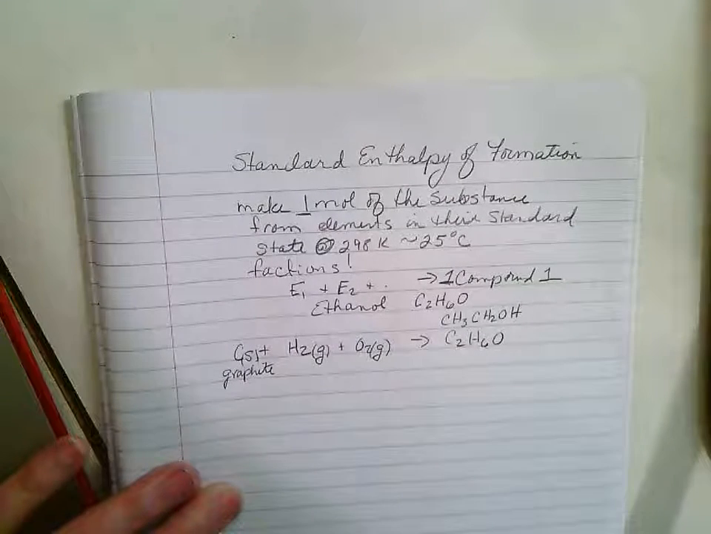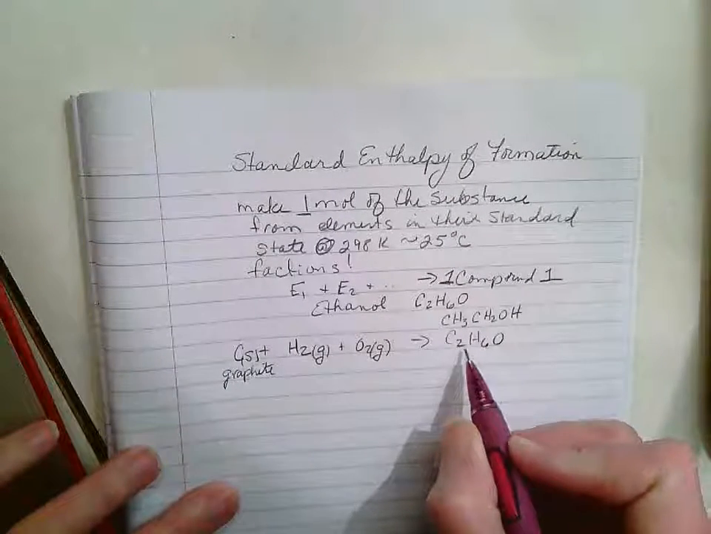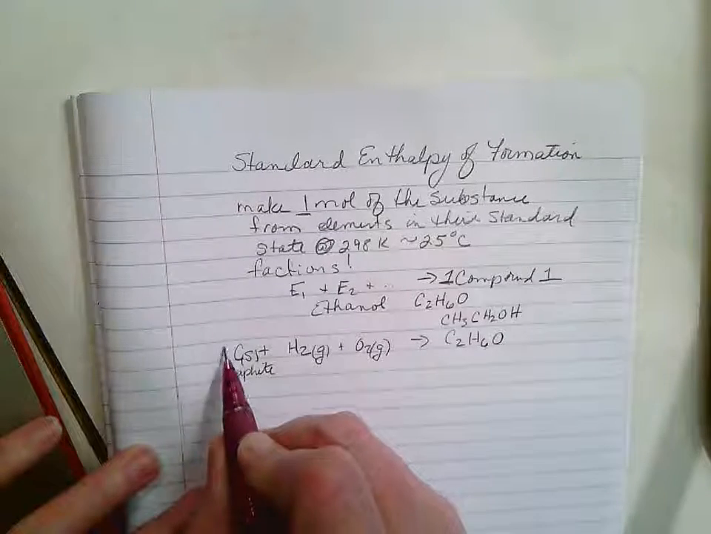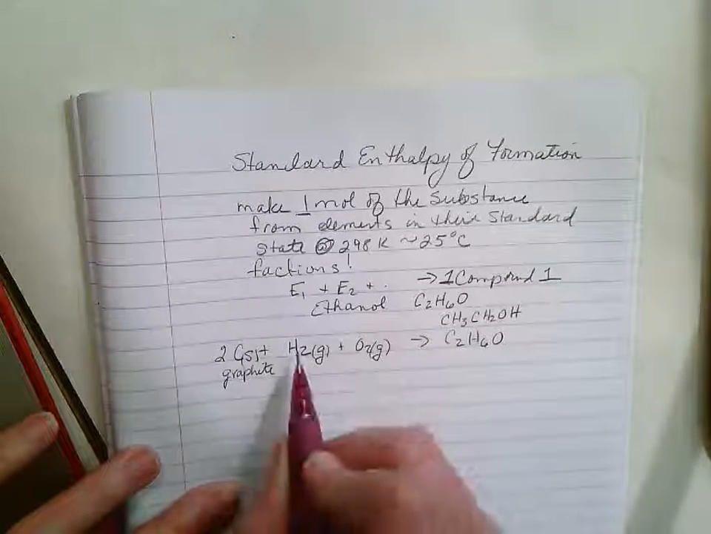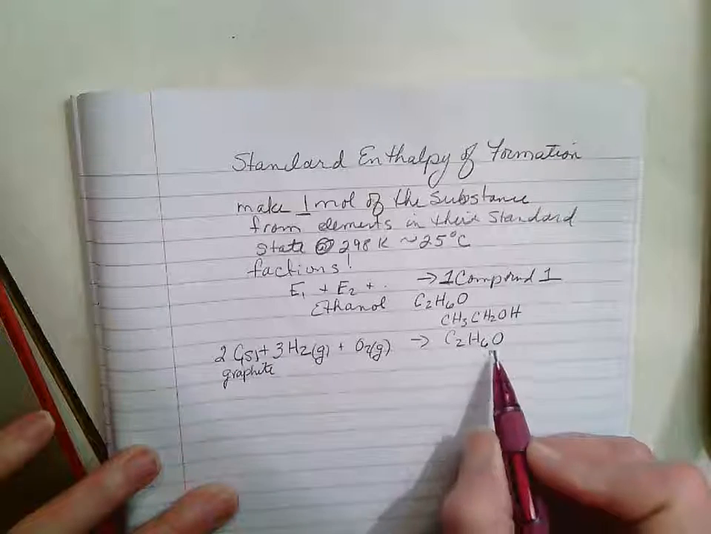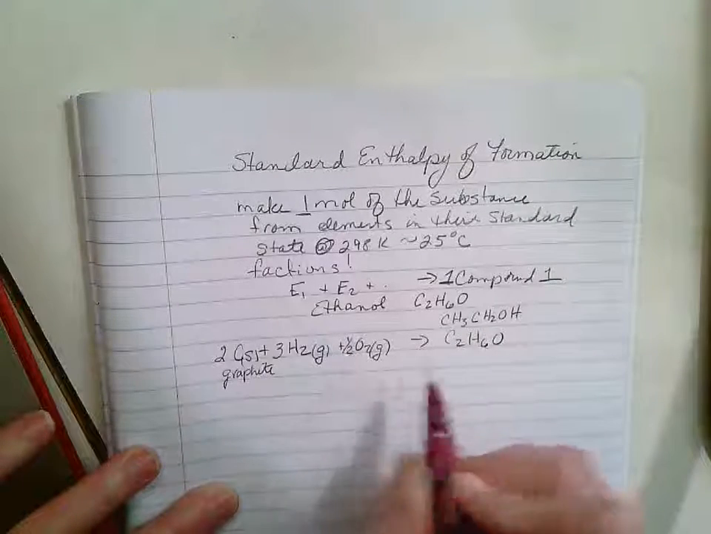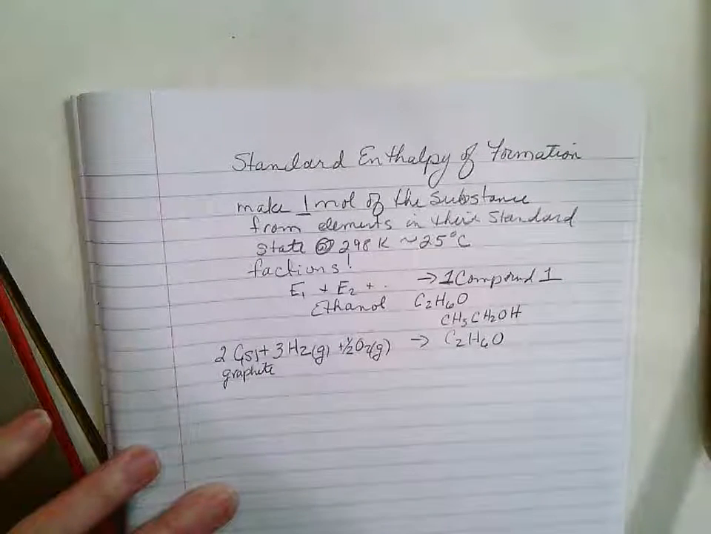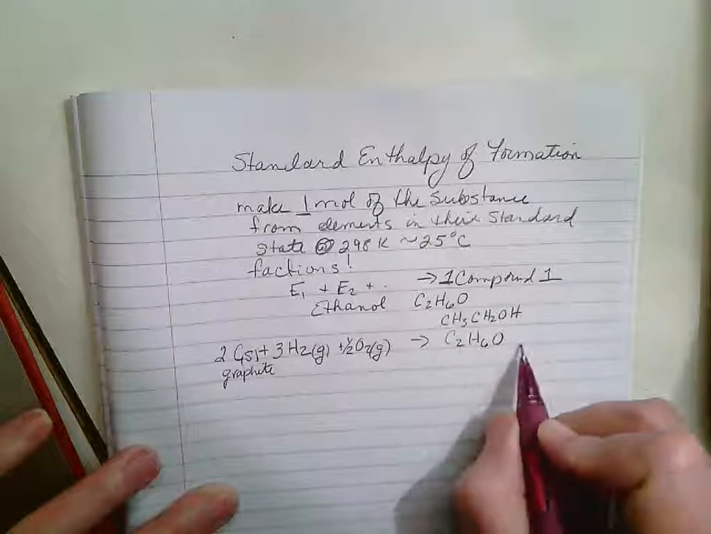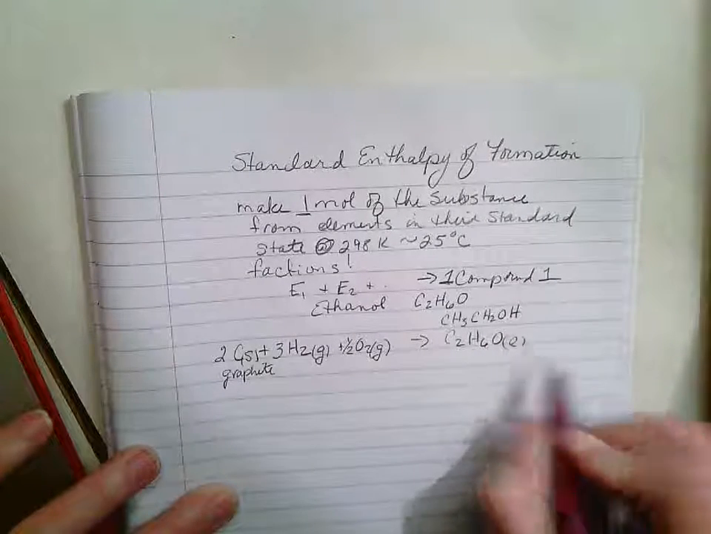So now I need to balance this equation. And so I'm going to need 2 moles of carbon. I'm going to need 3 moles of hydrogen. And I'm going to need 1/2 of a mole of oxygen. And ethanol would be a liquid at room temperature.